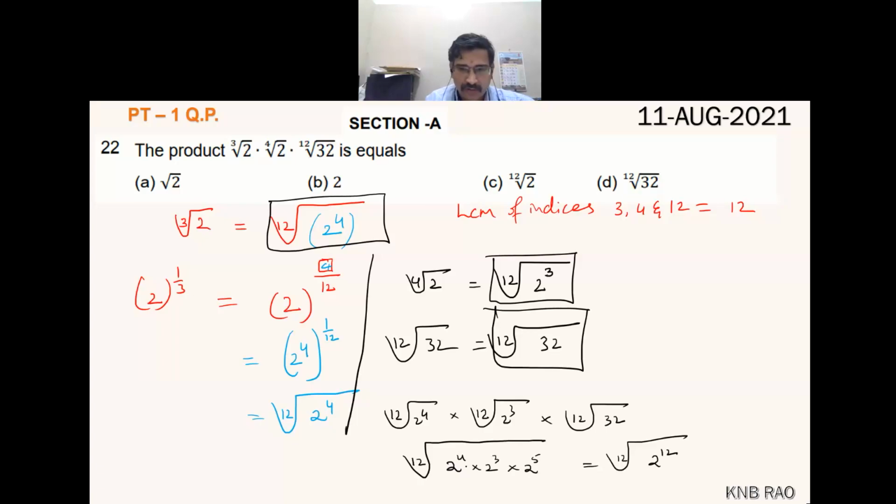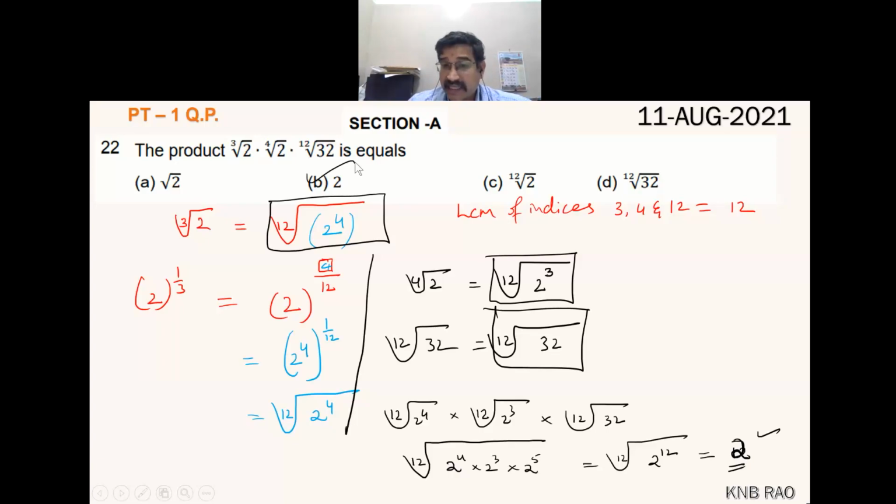Why? Because you have already learned a power m into a power n is a power m plus n. When two exponential numbers with the same base are multiplied, then the powers are added. So 4 plus 3 plus 5 gives 12. So it is 12th root of 2 power 12. 12th root of 2 power 12 is 2. Any doubt about this? If you have doubt, do raise your hand. No, sir. That is how the right answer becomes B.